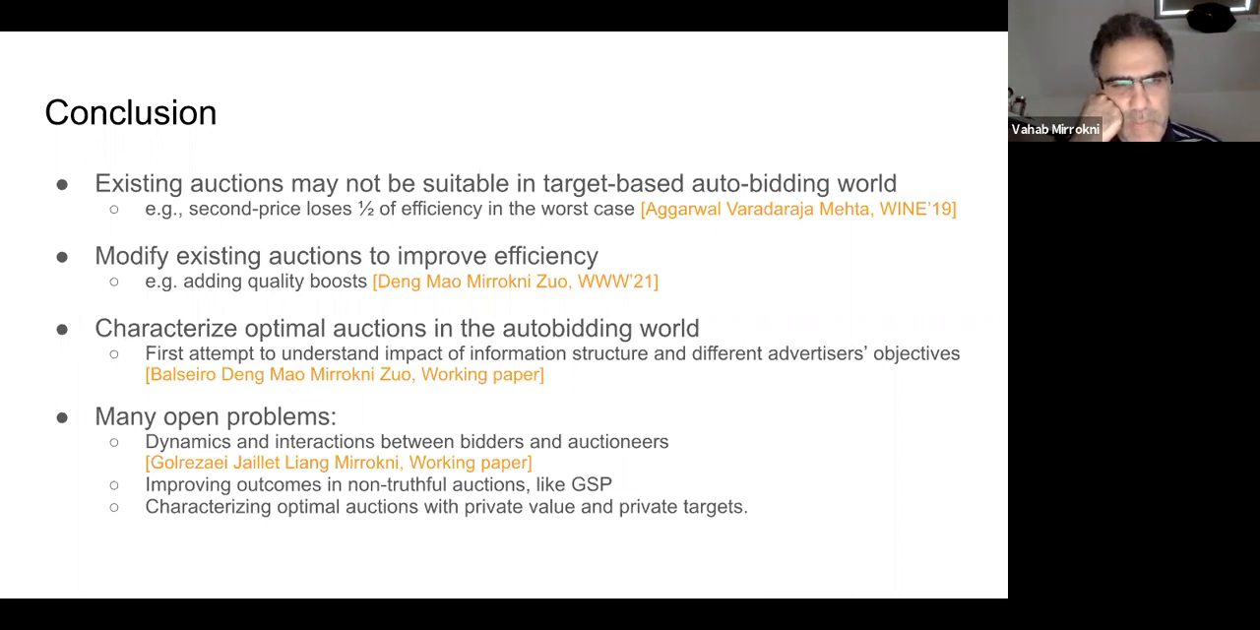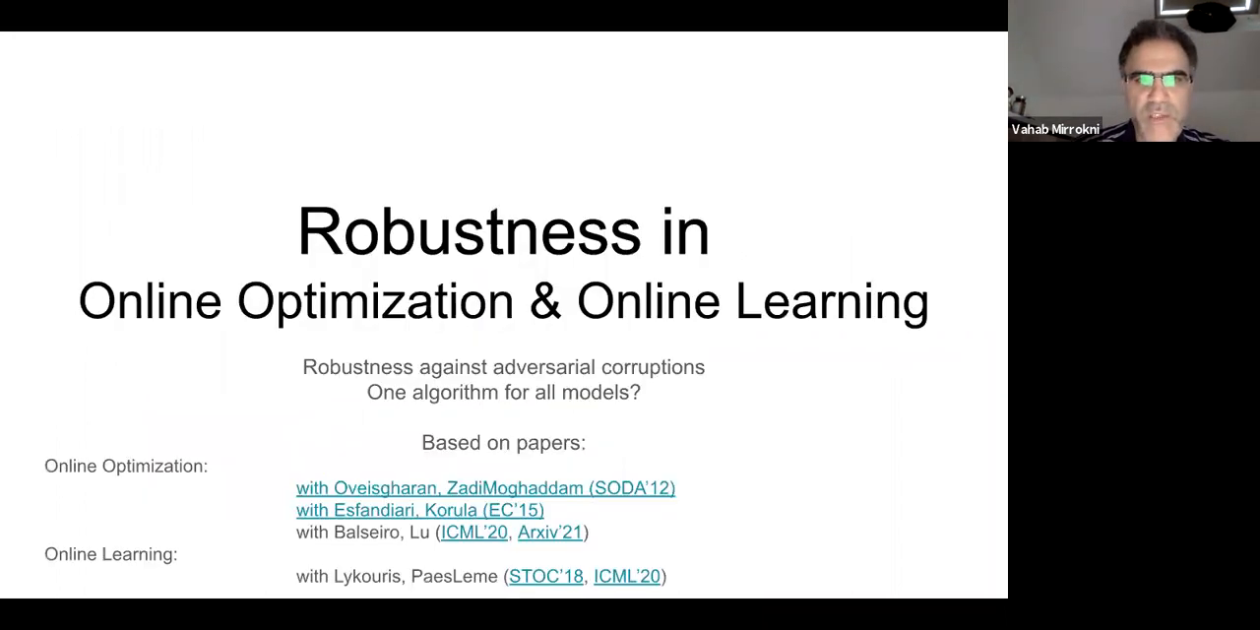And there is a question of whether it is possible to use a non-truthful auction along with a non-uniform bidding strategy and get a better outcome in equilibrium. There is also a question of characterizing optimal auctions with private values and private targets. So I'm done with the first part, which is the longest section of my talk. But if there is a question, I can take that before moving to the robustness.